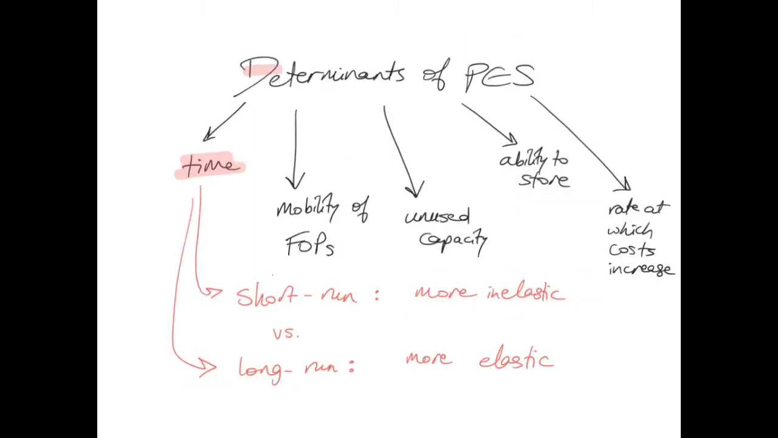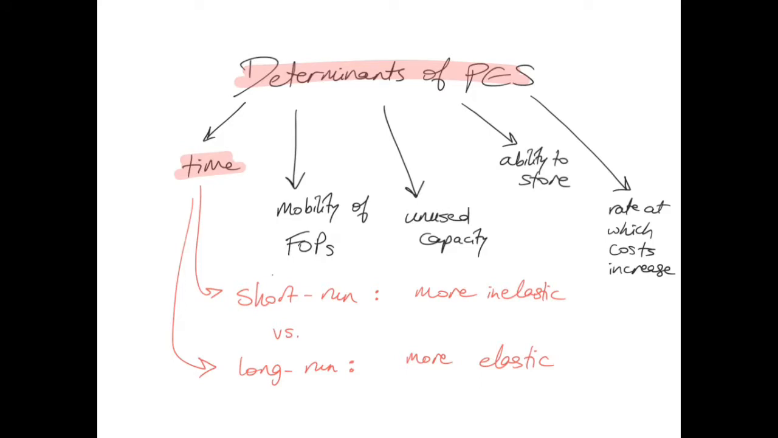So what are the determinants of price elasticity of supply? There are 5. There's period of time, there's mobility of the factors of production, there's unused capacity, there's the ability to store, and there's the rate at which costs increase. Let's begin by explaining the first one, so the time period involved.